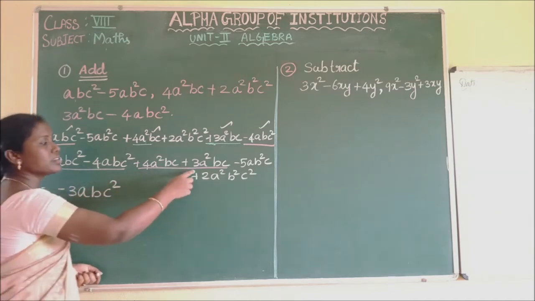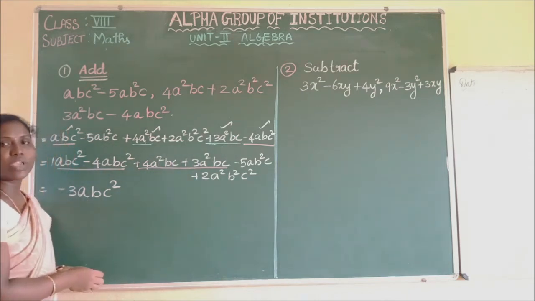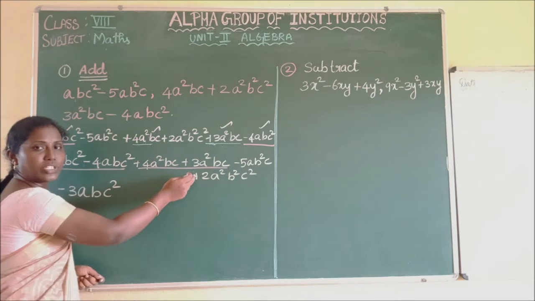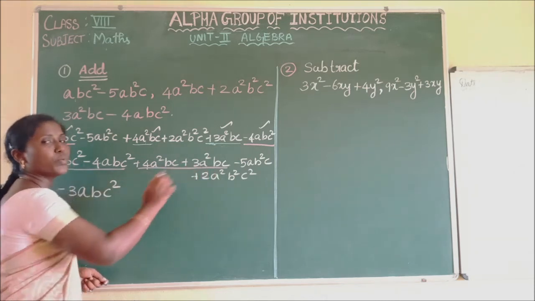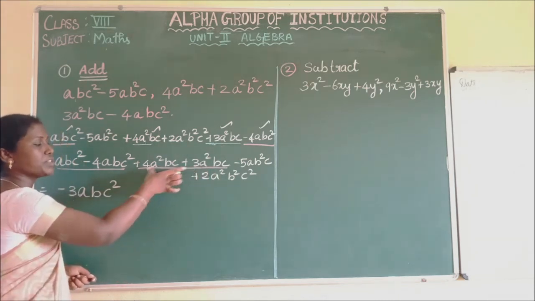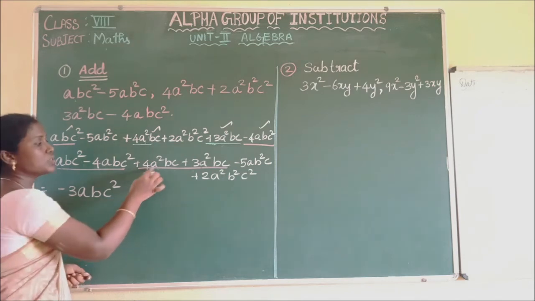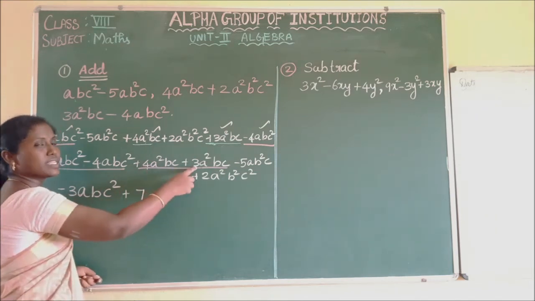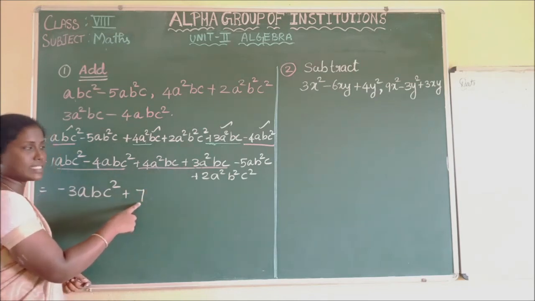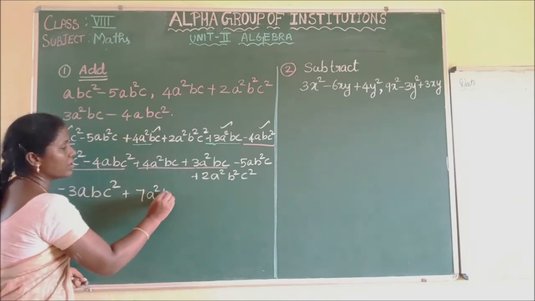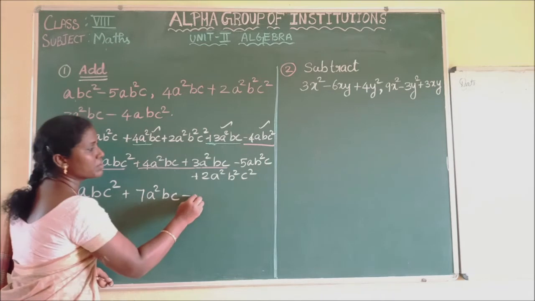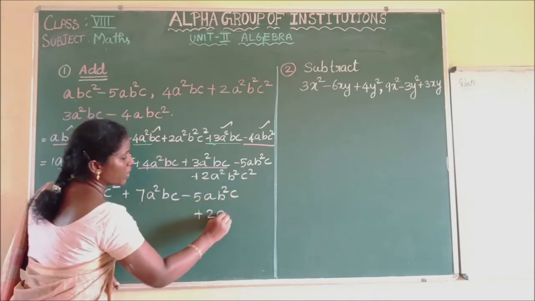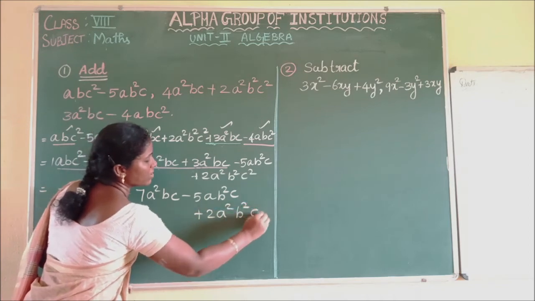And the second term we have is plus. We have to add the two like terms, so we add only the coefficients. Don't disturb the variables. Just add the coefficients so that they will be combined. The coefficient here is 4, here is 3. So 4 plus 3 is 7a square bc. The remaining terms are minus 5ab square c plus 2a square b square c square.